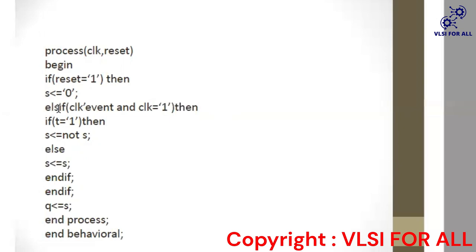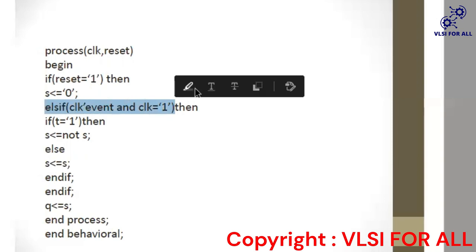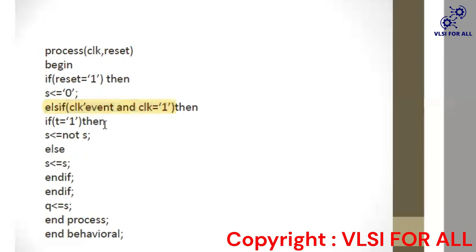So S equal to 0, and after that else if clock'event and clock equal to 1, meaning at the positive rising edge of the clock, we are saying if T equal to 1, S equal to not S. This means if T is high, then it will toggle. So S equal to not S. We understand this.